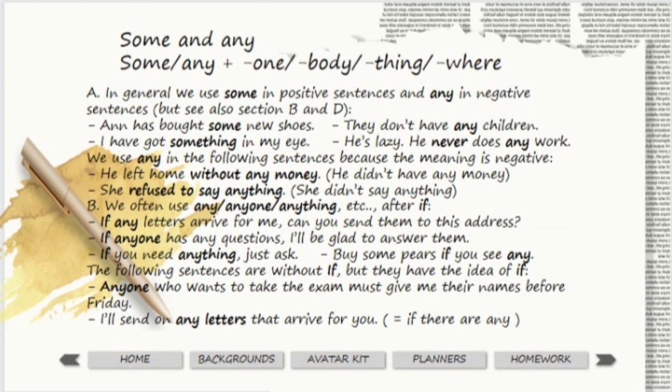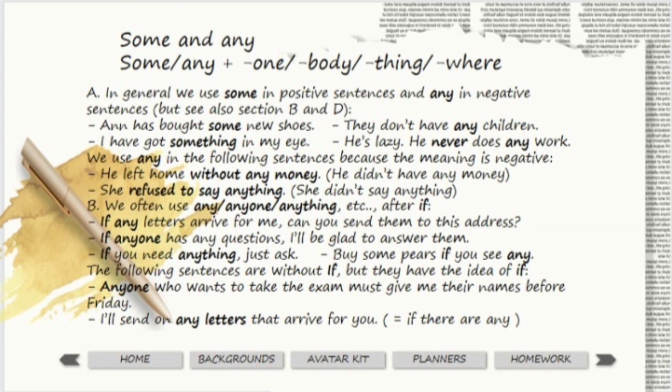B. We often use any, anyone, anything, etc. after if. For example, if any letters arrive for me, can you send them to this address? The other example: if anyone has any questions, I will be glad to answer them.